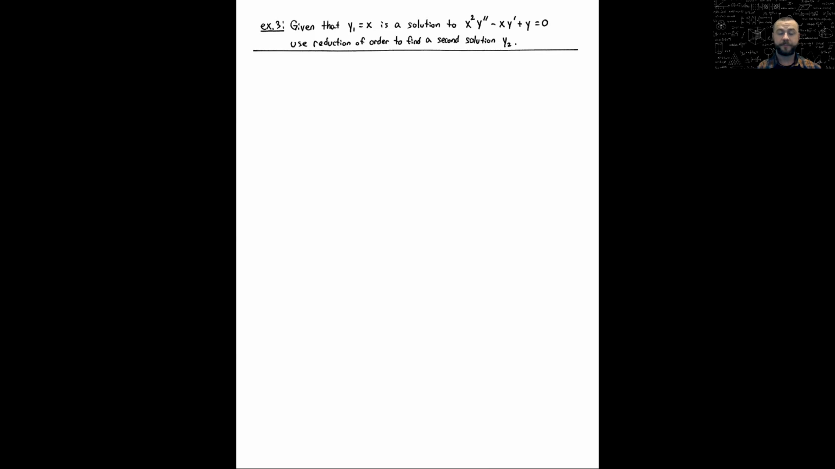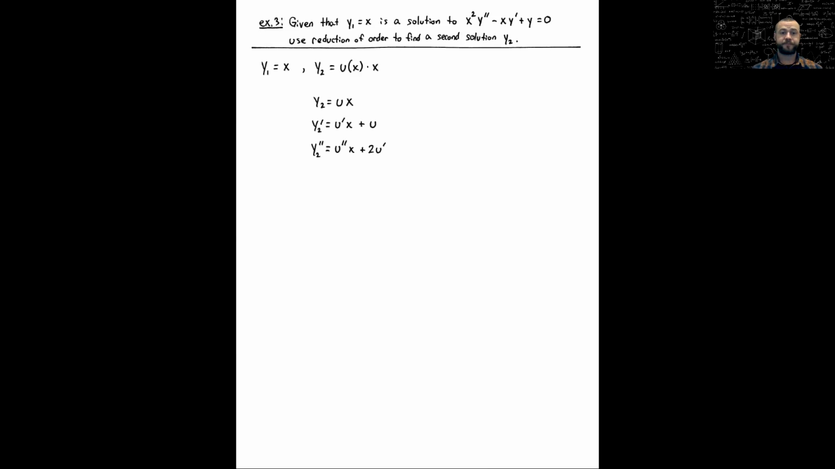All right, welcome back. So we're going to go through this one a little quicker, because it's the same work. Hopefully you're starting to get the sense for all that goes into one of these problems. All right, first thing, y1 is just x. And be careful with your notation here. We're going to drop the function of x notation and just write y2 as u times x, again, realizing that u is itself a function of x.